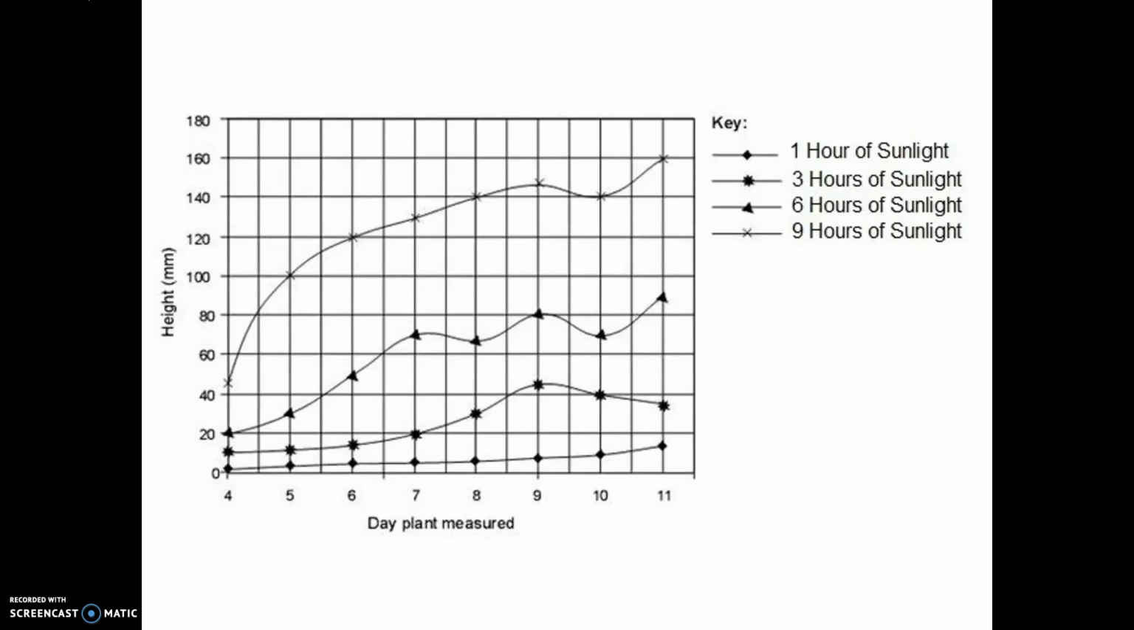So a lot more going on here, and I want you to notice something. We have a key. So there are multiple trials in our experiment here. So we can see that we have the day the plant was measured and its height. And then we can see all these different trials. So we have another trial here, 1 hour of sunlight, 3 hours of sunlight, 6 and 9. So as we see here, we can take a look.